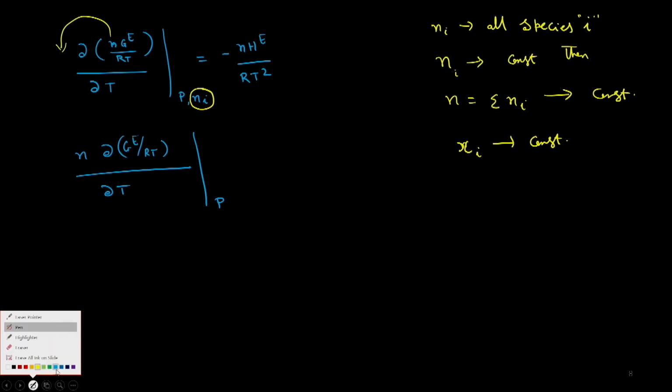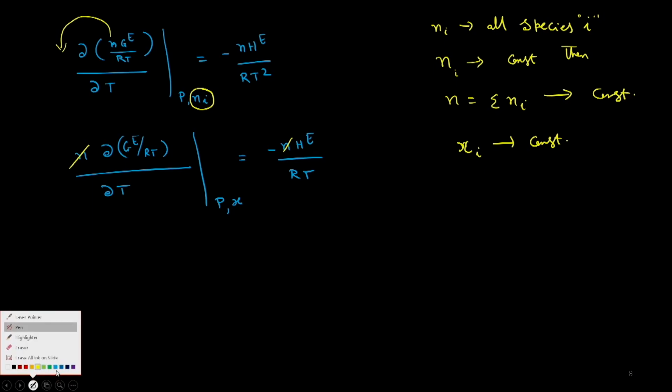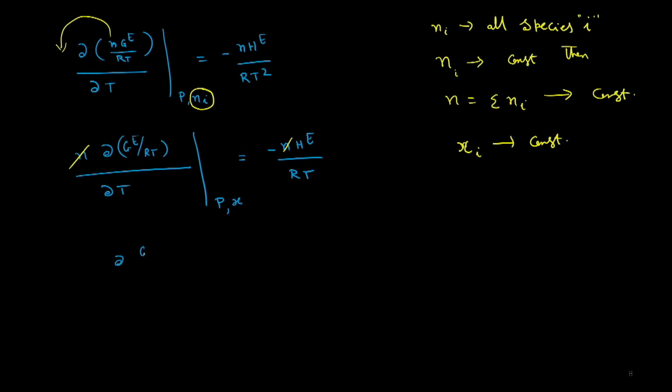So instead of calling it at constant Ni, we can also say it is at constant x, and this will be negative N HE by RT squared. And N on both sides can be omitted. So what I have in effect is the derivative of GE over RT, with respect to temperature at constant pressure and mole fraction, is going to be equal to negative HE by RT squared.